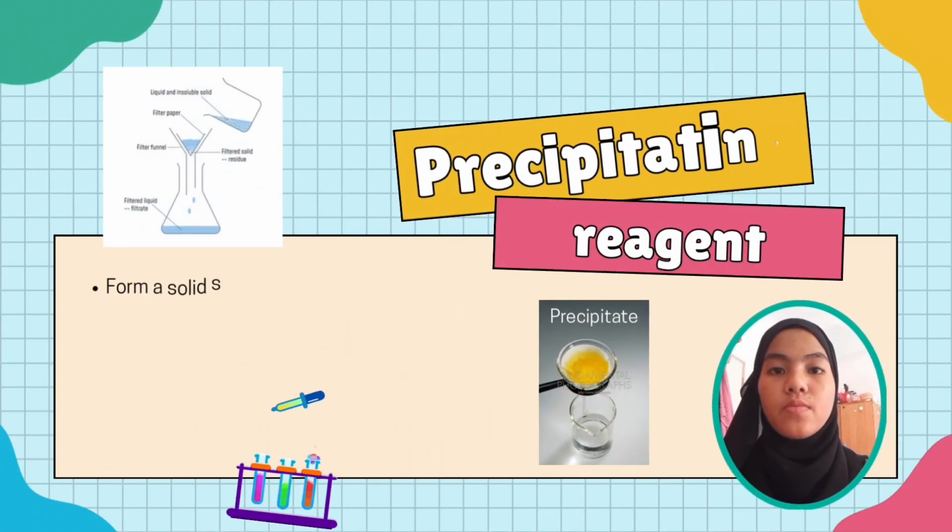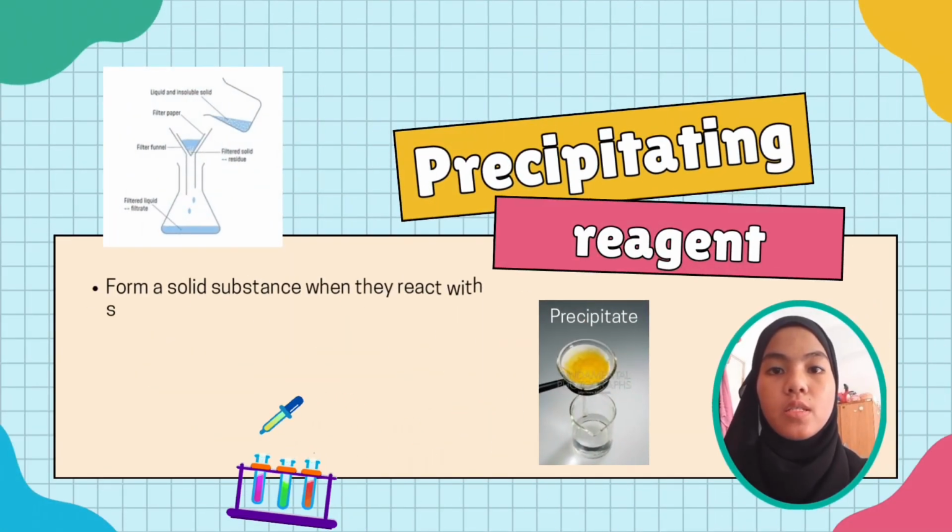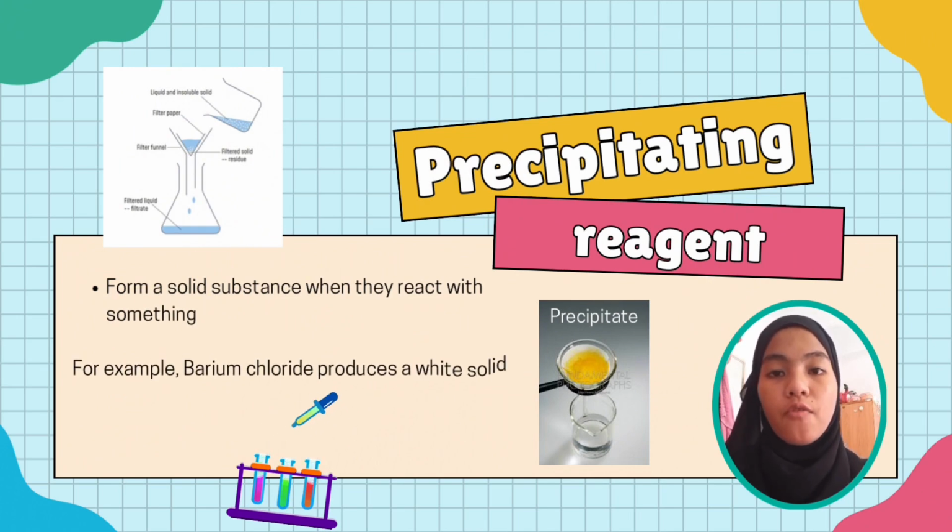Next, precipitating reagents. These reagents form a solid substance when they react with something. For example, barium chloride, which produces a white solid if sulfate ions are present in the solution. This is called a precipitate and is a very helpful sign that a reaction has taken place.